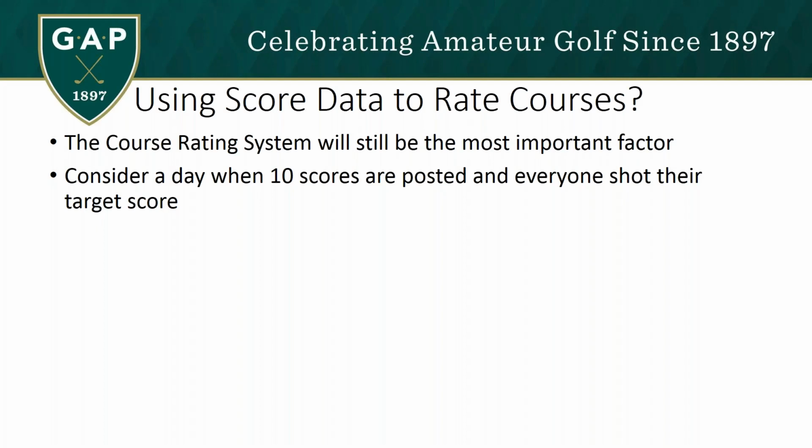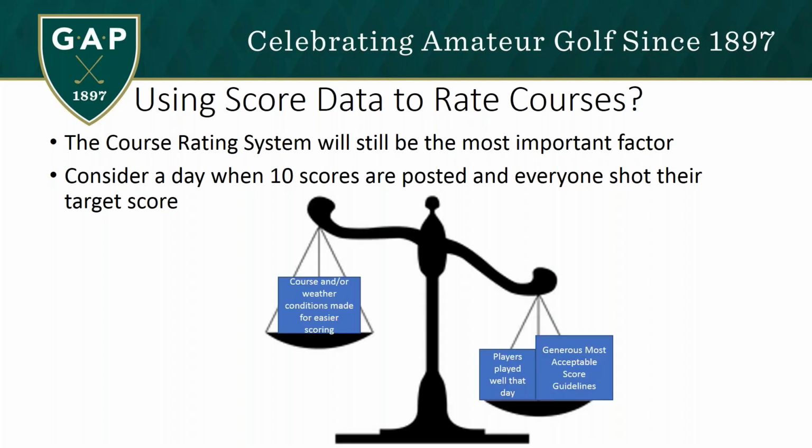So if you consider a day when 10 scores are posted and everyone shot their target score, what are some factors that could contribute to the players shooting their target score? On one side, you have the PCC argument, where course or weather conditions made scoring easier that day. So a couple tees were moved up, the weather was perfect, things like that, where it's just easy to shoot a good round that day.